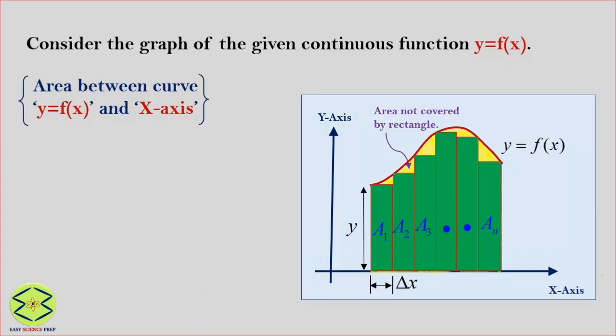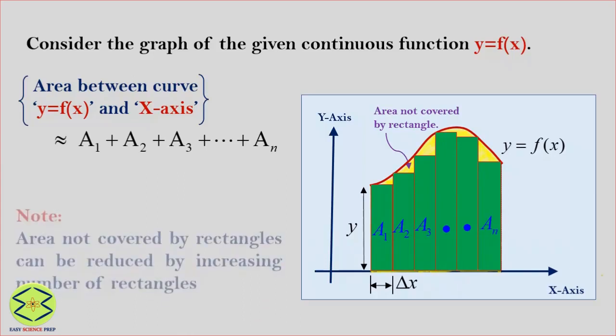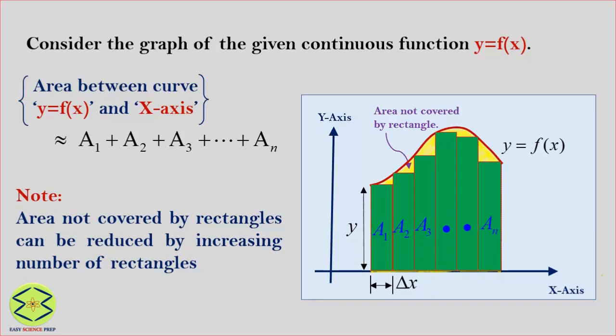and x-axis, but there are some areas which are not covered by the rectangles. So we can say that the area between the curve y is equal to f of x and x-axis is approximately equal to the sum of the areas of the rectangles. Area which is not covered by the rectangles can be reduced by increasing the number of rectangles.